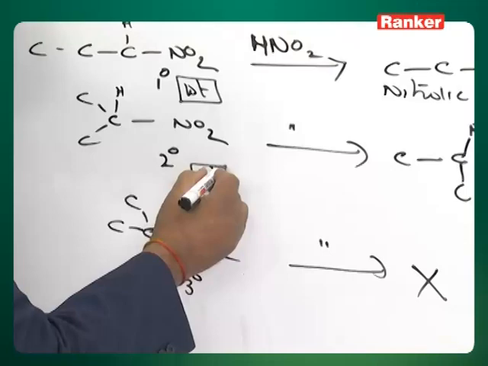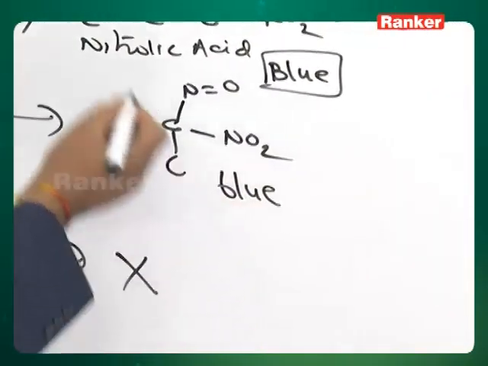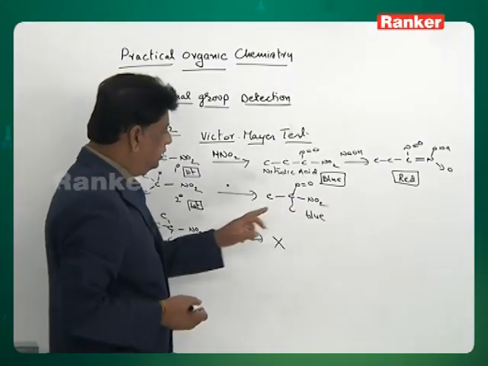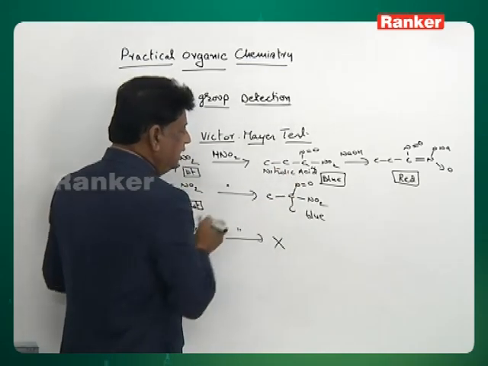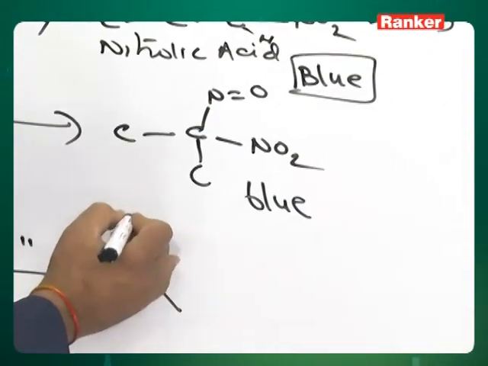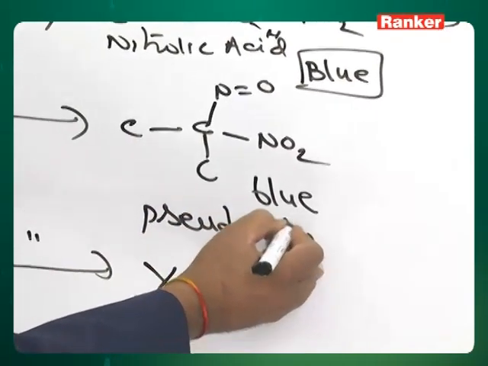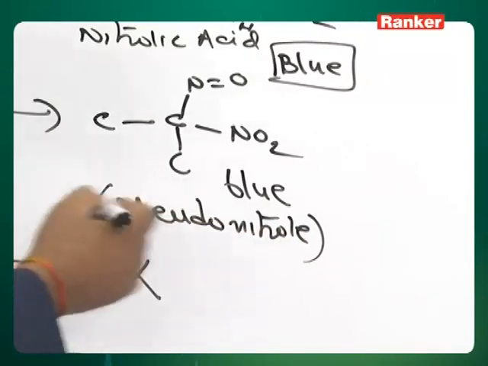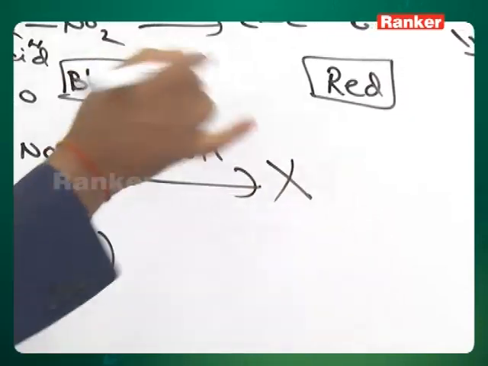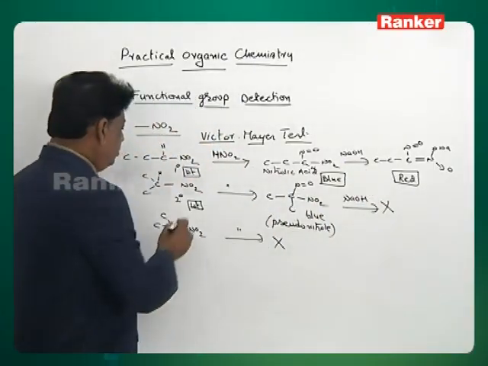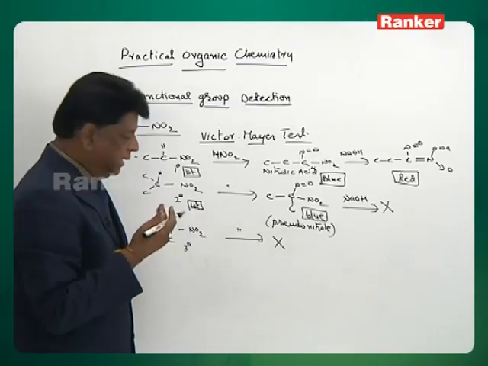Whereas, in the secondary, the white color becomes blue when you add nitrous acid, a blue color is formed, but it is not a true nitrolic acid because there is no hydrogen. Still we have hydrogen here, it is acidic. Here there is no such hydrogen, so it is called pseudo-nitrol. Pseudo-nitrol or nitrolic acid. This is not acidic, that's why when you add NaOH there is no reaction, no red coloration, only blue is the end. So white becomes blue and stops there, no further progress on adding the NaOH.